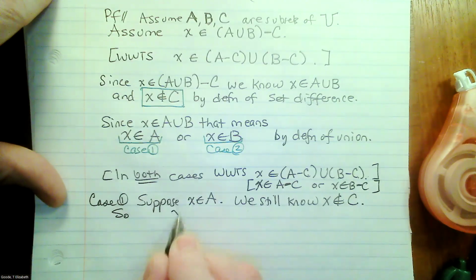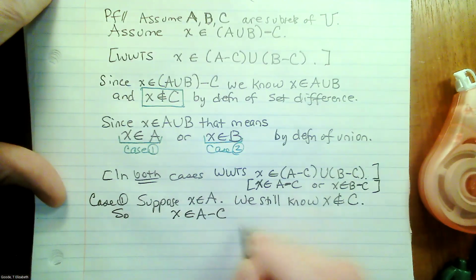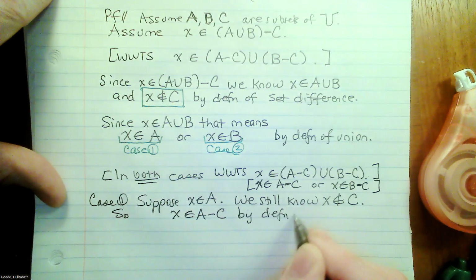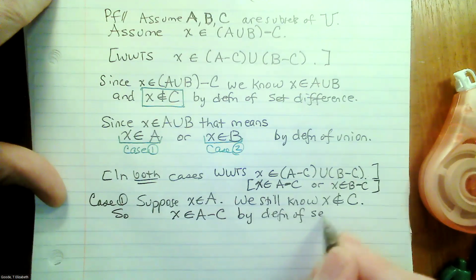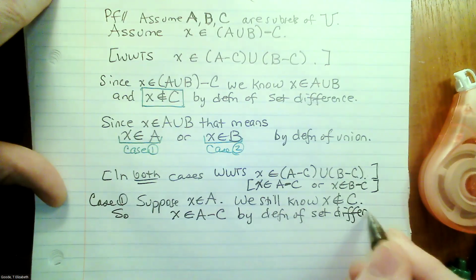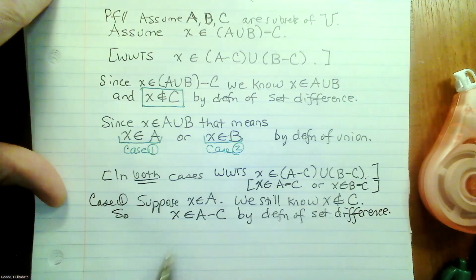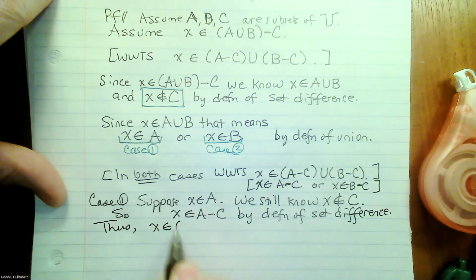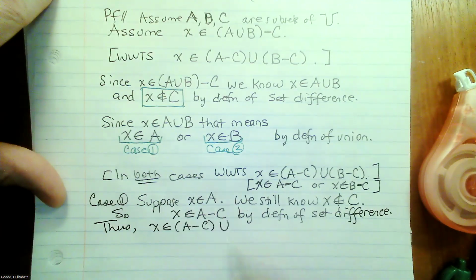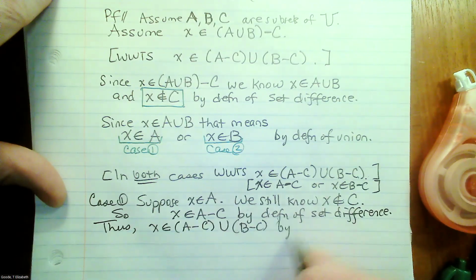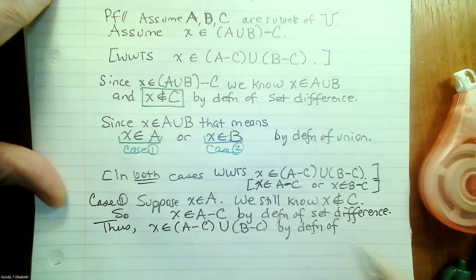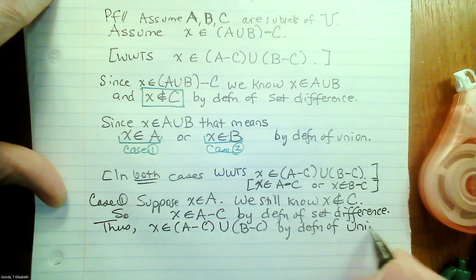So X is in A minus C by definition of what? Set difference. Yep, good. It's in A, it's not in C. That puts it in A minus C. Thus, X is in A minus C union anything else, including B minus C, by definition of what? Union. Yep. And that completes case one.